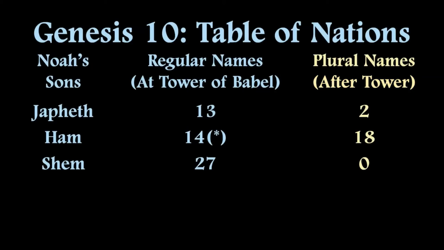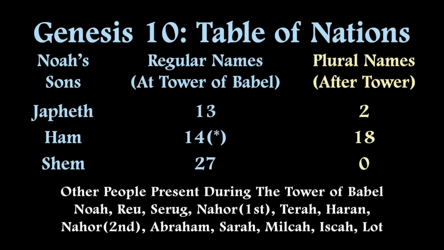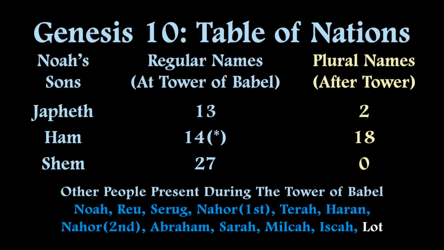Now, that number of people at Babel does not mean there aren't more people than that. We know women were not counted for one. And indeed, we can confirm through other sections of the Bible, these people were alive during the Tower of Babel, yet not named in the Table of Nations. Noah, Reu, Serug, Nahor the first, Terah, Haran, Nahor the second, Abraham, Sarah, Milcah, Iscah, and Lot.